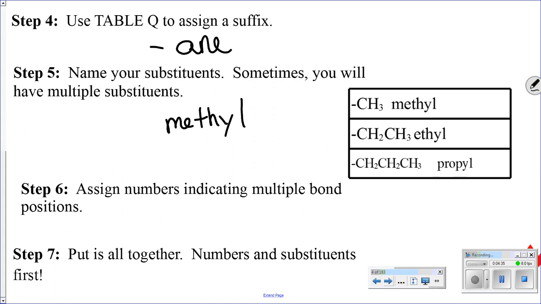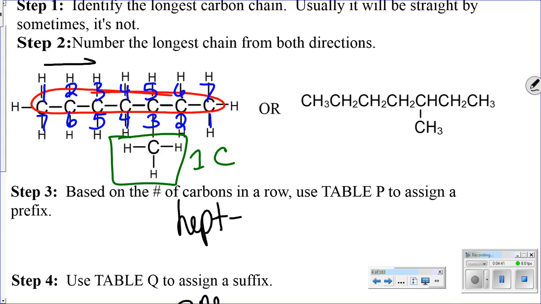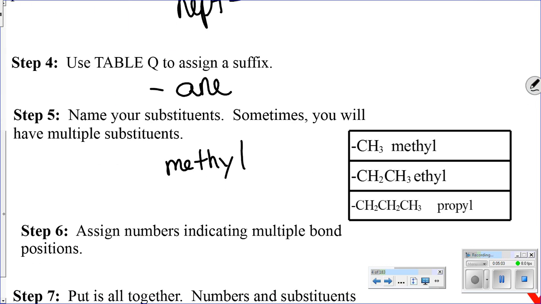We also have to tell people where that methyl group is. Now, if you numbered this way, that methyl group would be at carbon 5. If you numbered this way, that methyl group would be at carbon 3. When we name hydrocarbons, we want to always be consistent. Molecules can move in space, so we want to have a systematic way of numbering. So we have to pick the lowest possible number. So you say to yourself, which number is lower? Oh, it's 3. So we're going to call this 3-methyl.